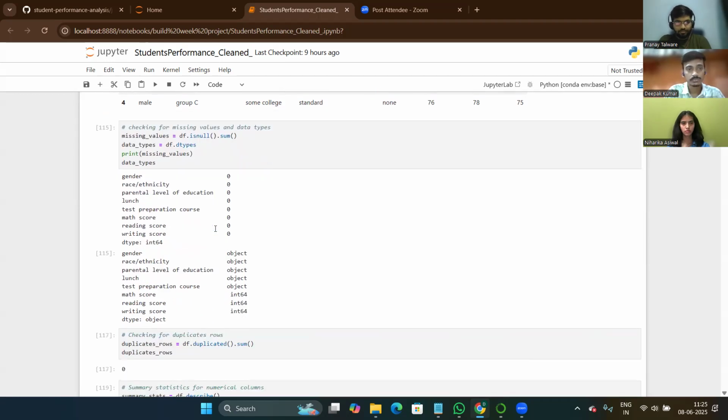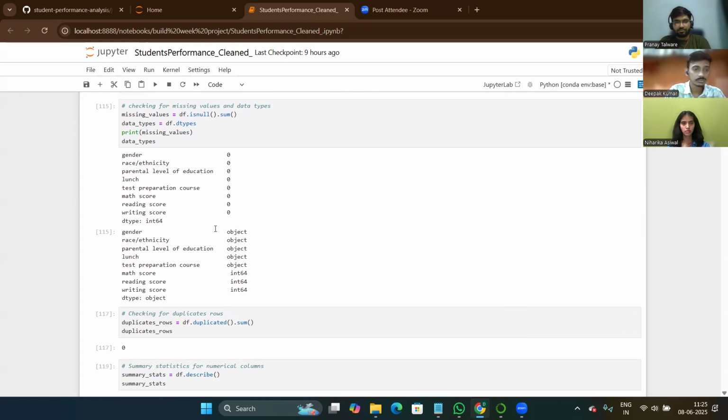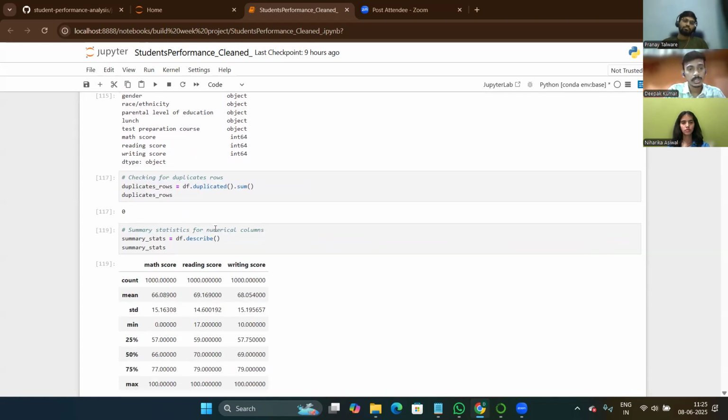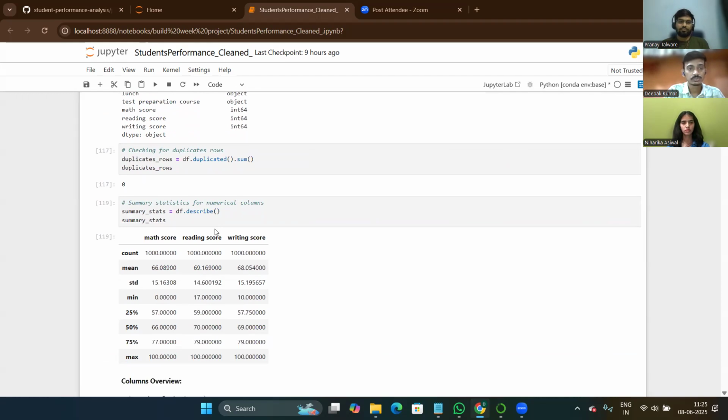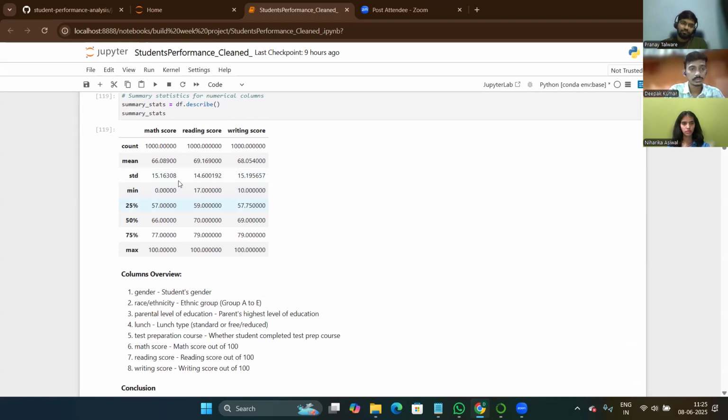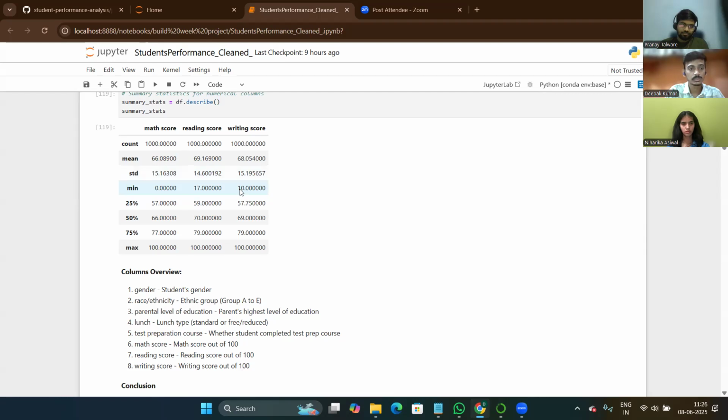Then I have checked for missing values and data types also. There are no missing values, and the data types of all the columns are in proper format. Then I have checked for duplicate rows, and there are none present. Then I have printed summary statistics for numeric columns. Here we can see the count, mean, standard deviation, min for all the numeric columns.